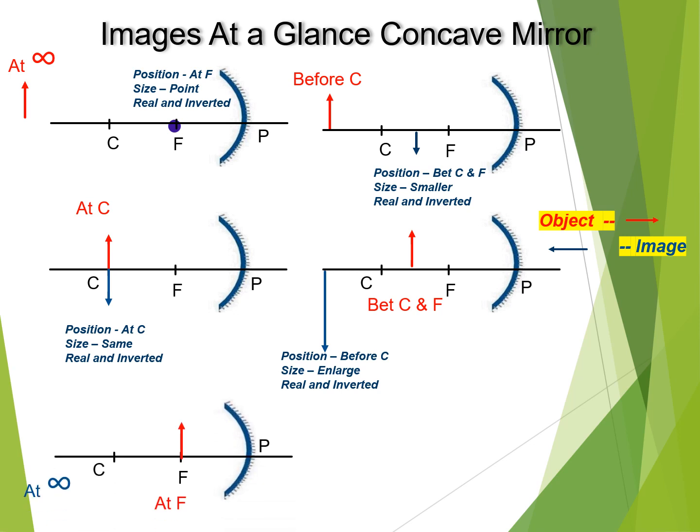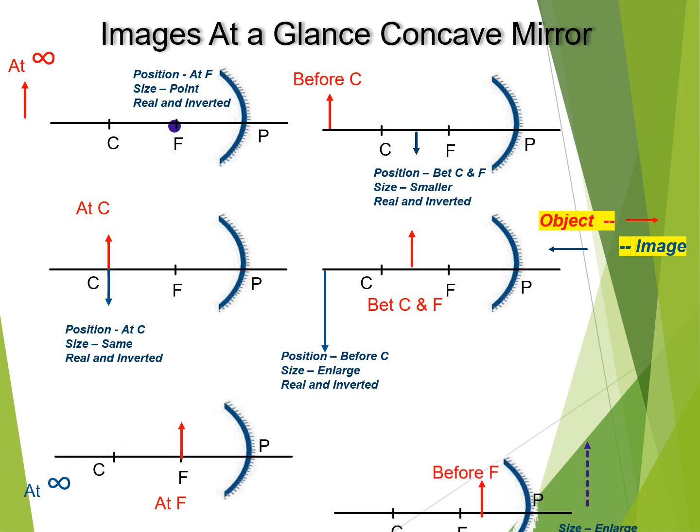The fifth condition is when the object is at focus. In this condition, the image shall be formed at infinity. One more interesting thing, in first condition, the object was at infinity, the image was at focus. Now, just reverse. If the object is at focus, the image shall be at infinity.